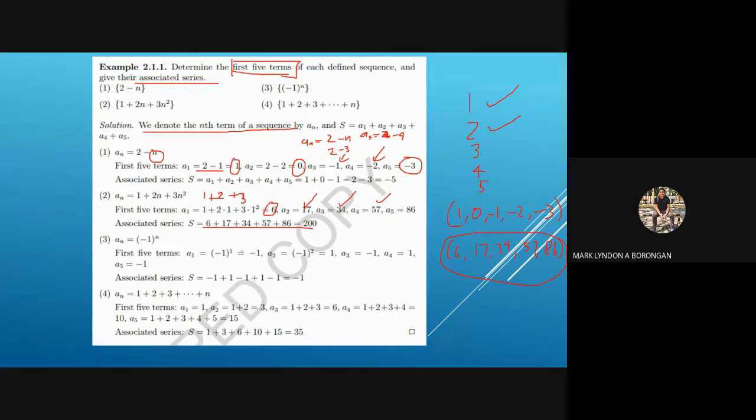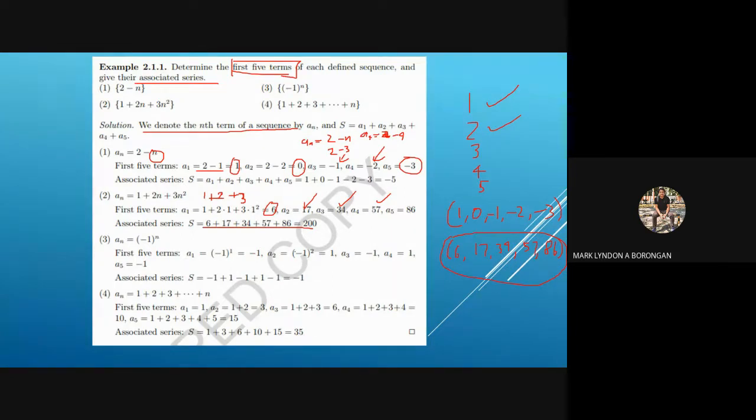Next example, you have a sub n is equal to negative 1 to the power of n. What you're going to do is just substitute the values for n, so 1, 2, 3, 4, 5 again. The process is the same as in the first and second examples. If you try it on the calculator, you can get the exact answer. So you'll get negative 1 to the power of 1 for the first term, which is equal to negative 1.